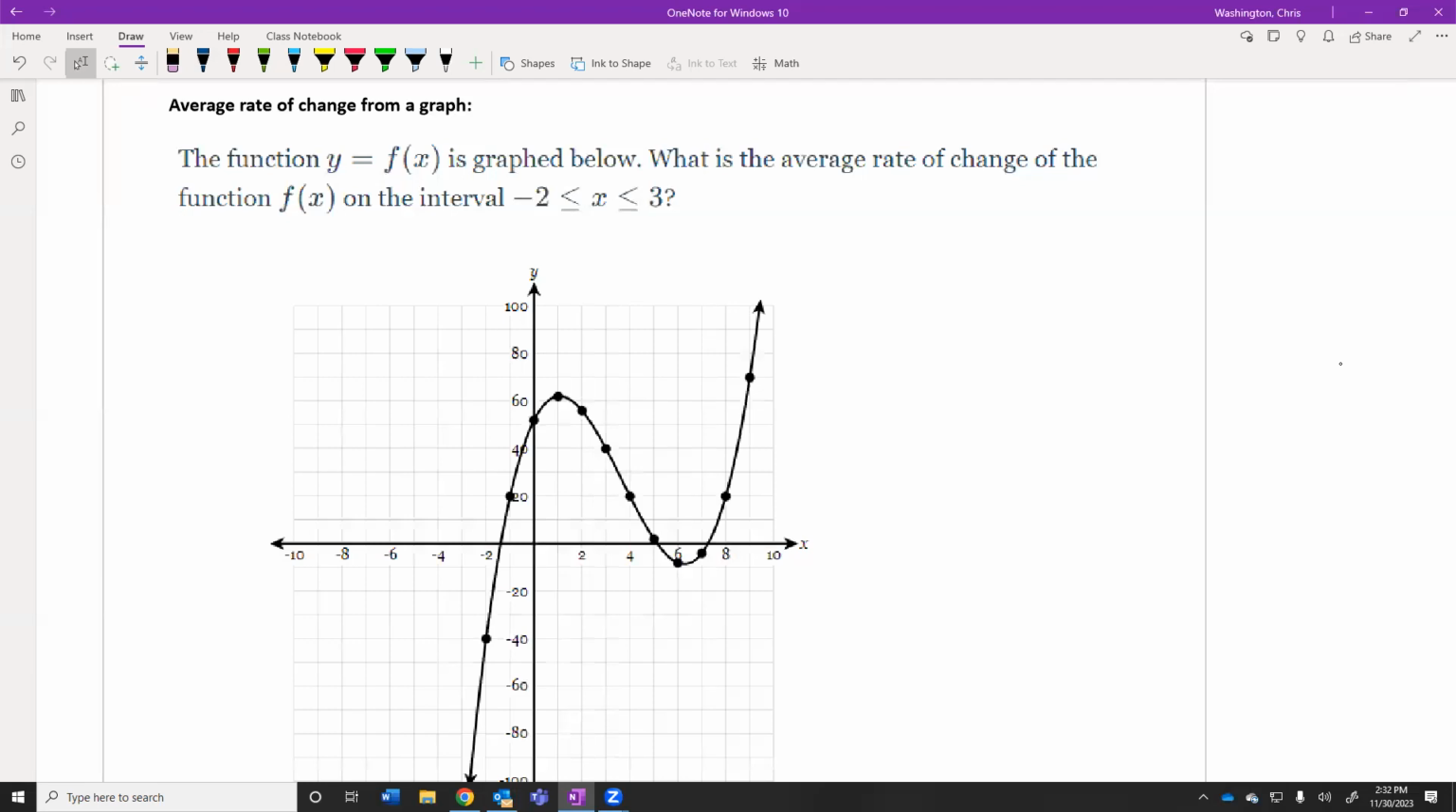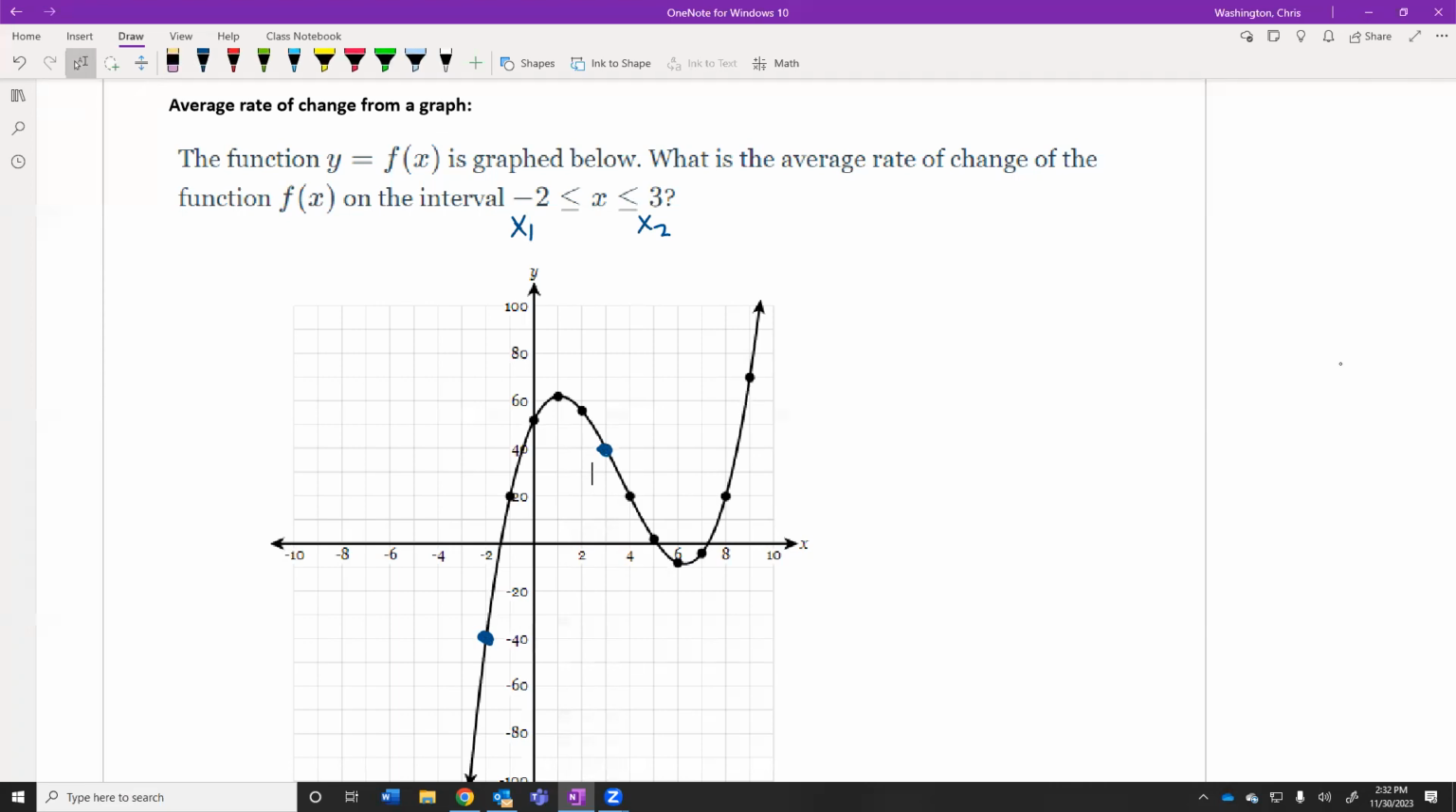So in this case, the graph's given, and we want to find the average rate of change on the interval -2 to 3. -2 is going to be our x1 value, and 3 is going to be our x2 value. Again, it doesn't matter which one's x1 and x2. Typically, I just pick the first one to be x1, but that doesn't really matter as long as the y values correspond and we set it up correctly. So what's happening here? We're going from x equals -2, which would be down here at -40, to x equals 3, which would be up here at +40.